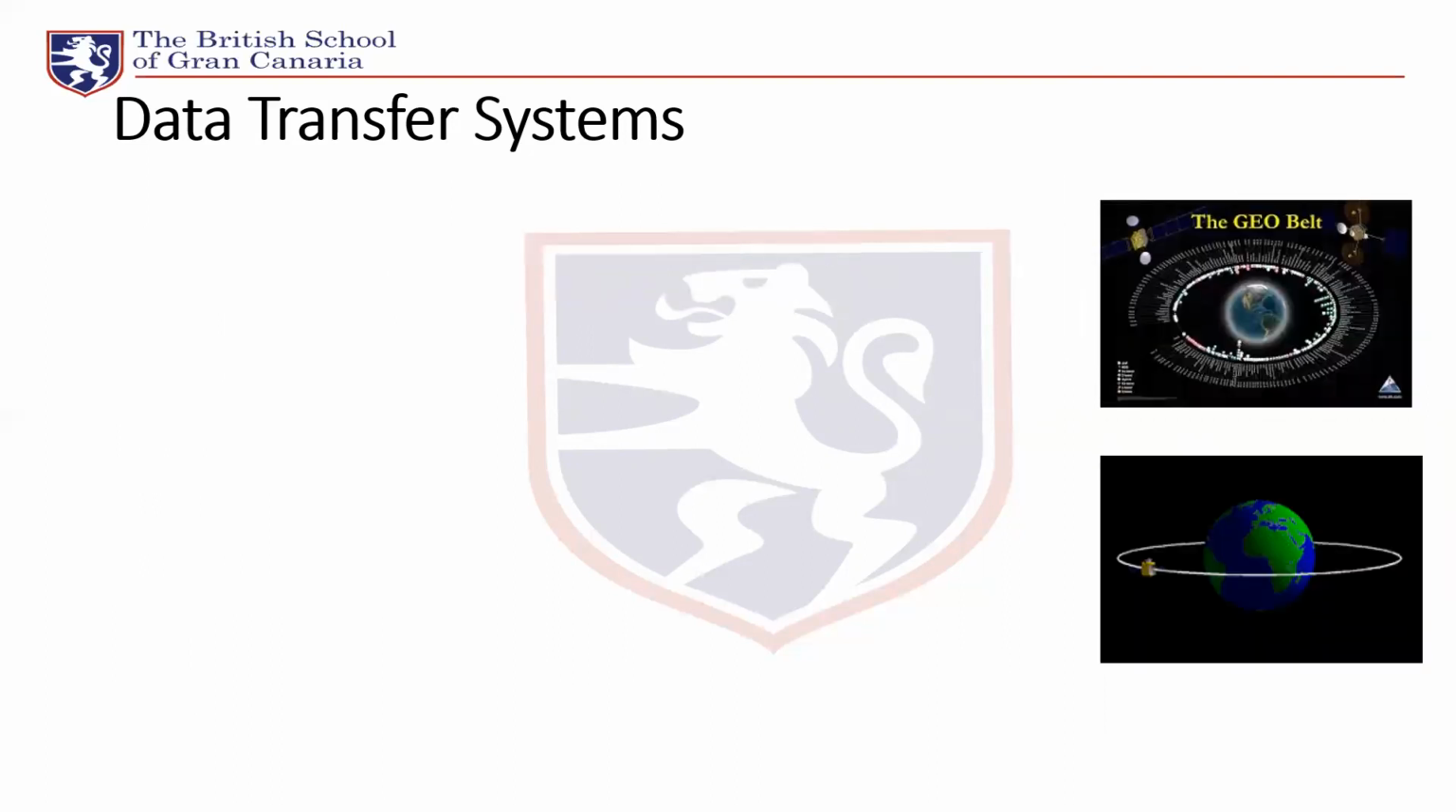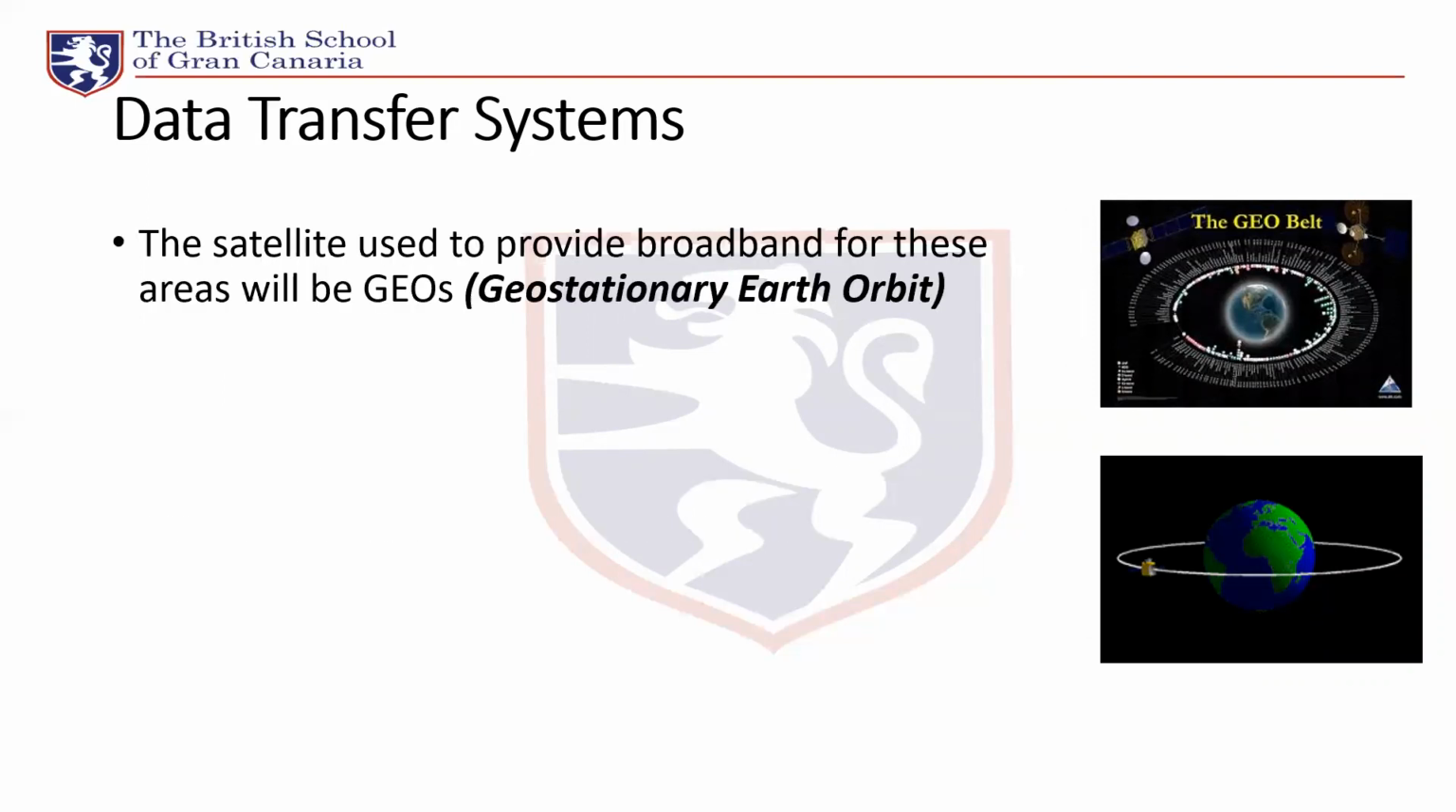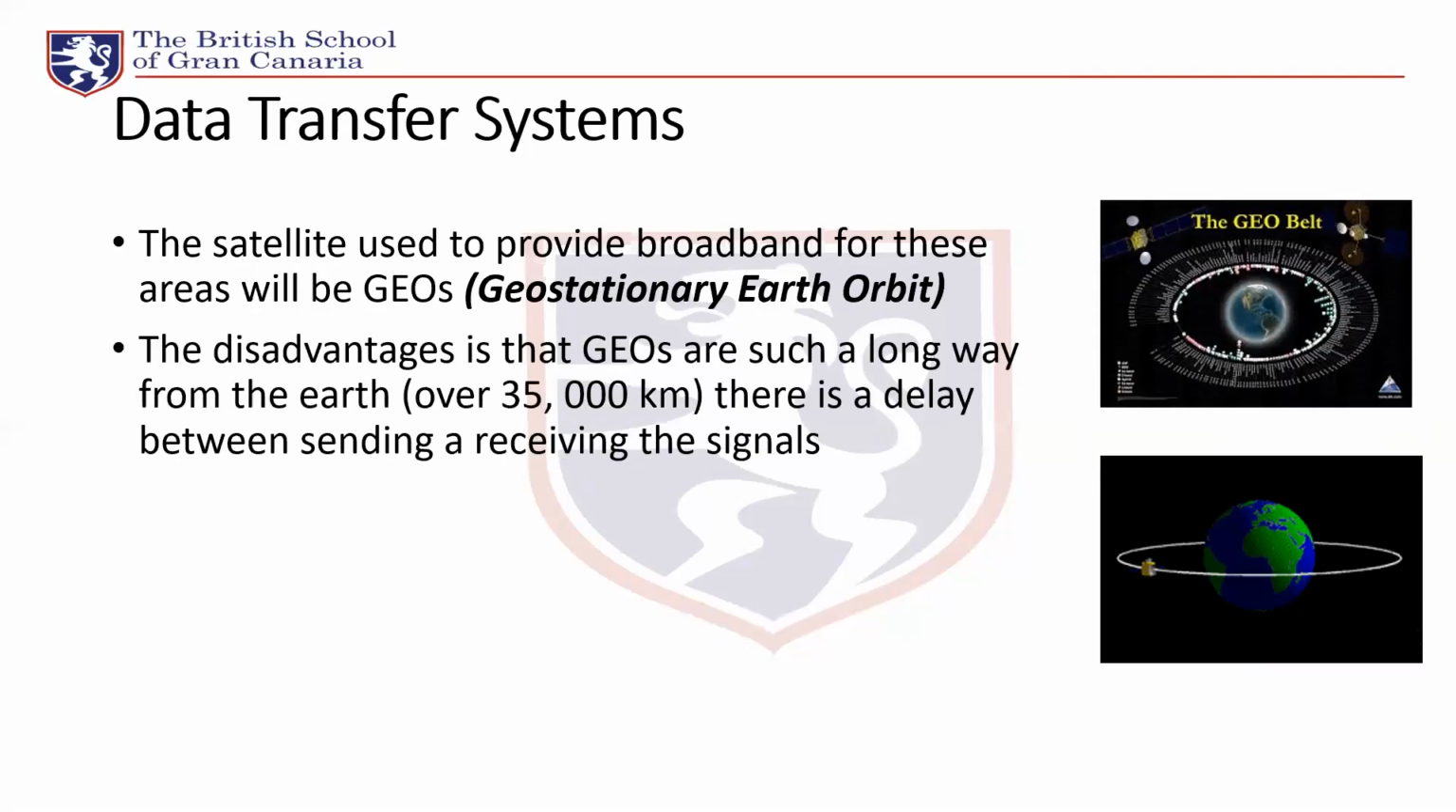Now, the data transfer would require the geo belt of the satellites to provide these broadband connections. The disadvantage is that the GEOs are such a long way from the Earth, because if you remember on the previous slide, I said they were over 35,000 kilometres away. There's a delay in sending and receiving the signals, because the signals are coming from such a long way away and then going a long way, so there is a delay.